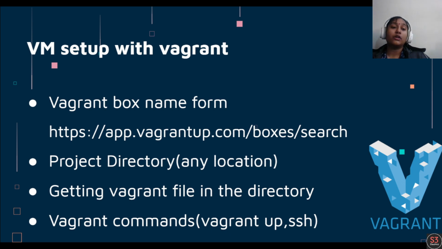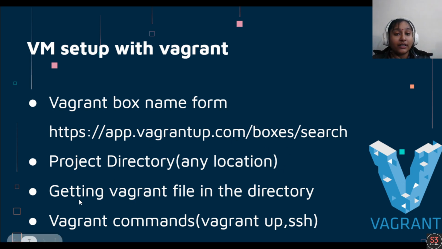So first of all, we will download or initialize our box image from this site, which is of Vagrant only. We'll download the image from here. We'll have our own directory, so the image we will download in the directory which we'll make. We'll have a project directory of our own at any location you want.